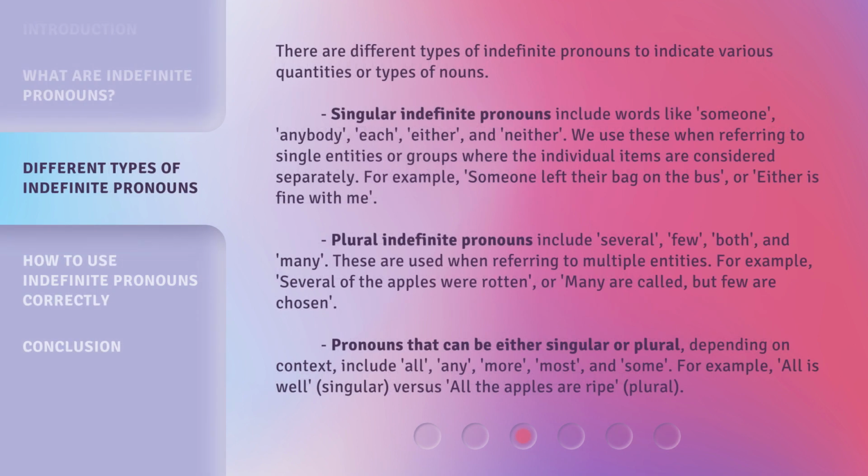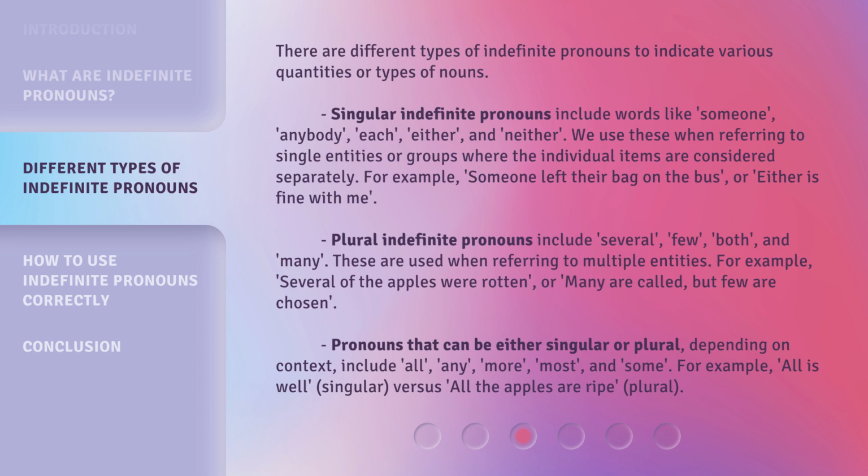There are different types of indefinite pronouns to indicate various quantities or types of nouns. Singular indefinite pronouns include words like someone, anybody, each, either, and neither. We use these when referring to single entities or groups where the individual items are considered separately. For example, someone left their bag on the bus, or either is fine with me.